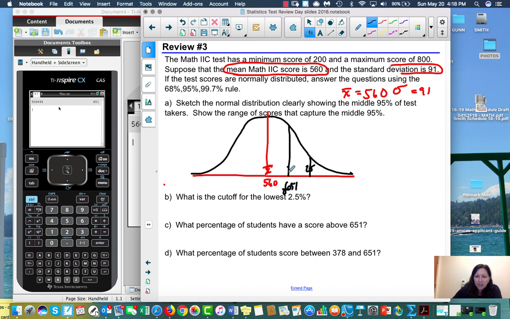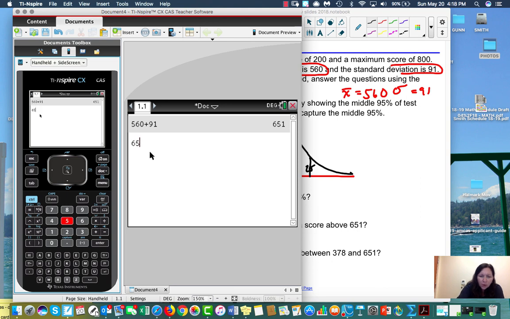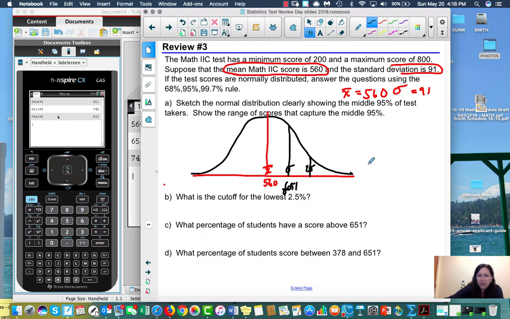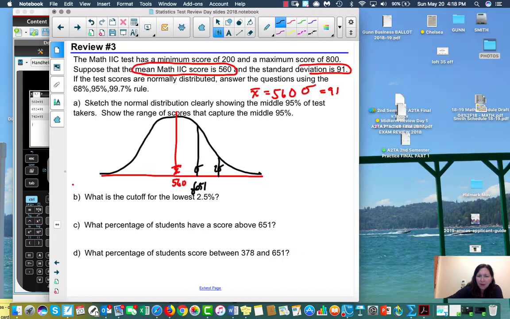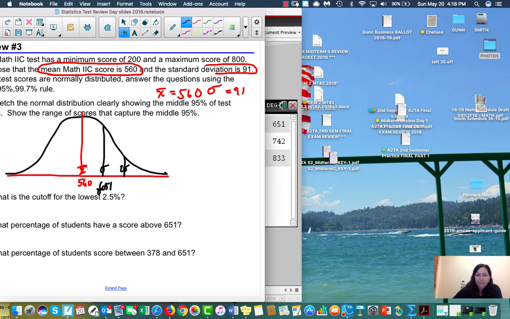Two standard deviations away is going to be 651 plus 91 again. So we're going to go back over here to 651, and we're going to add 91 to that, and then I'm going to add 91 again. And so these are the values I'm going to be putting in. I've got 651, I have 742, and then the third standard deviation away is 833, okay?